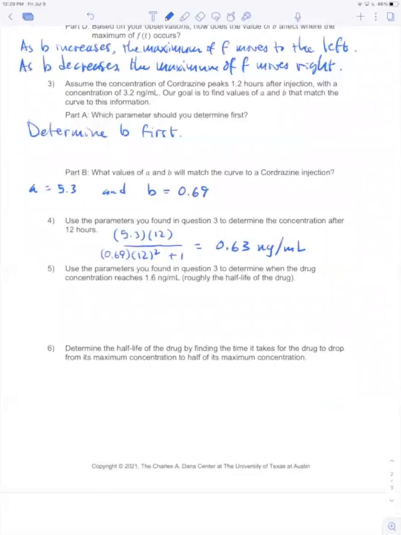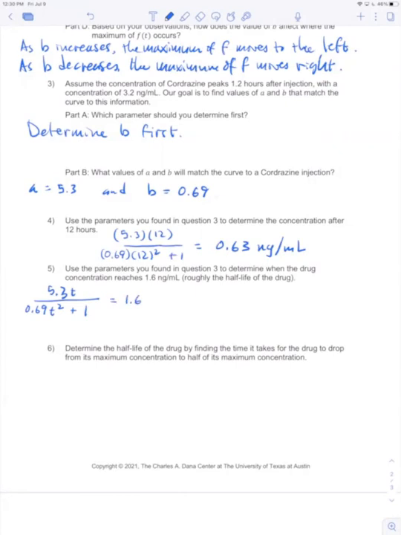There we go. Part 5, it says use the parameters you found in question 3 to determine when the drug concentration reaches 1.6 and roughly the half-life of the drug. Okay, so what we'll be working with is 5.3 t, that's the numerator, and then the denominator, 0.69 t squared plus 1, and we want the output to be 1.6.